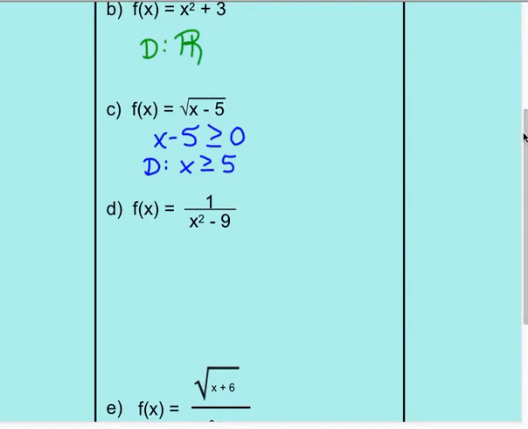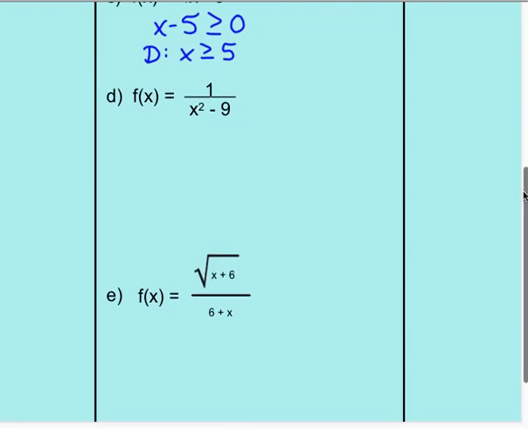For part D, we have potential division by 0. So that's going to be our domain restriction on this one. Whenever you see a fraction bar, look for division by 0. So you have a couple of different options on this one. You could set x squared minus 9 equal to 0 and solve by undoing.